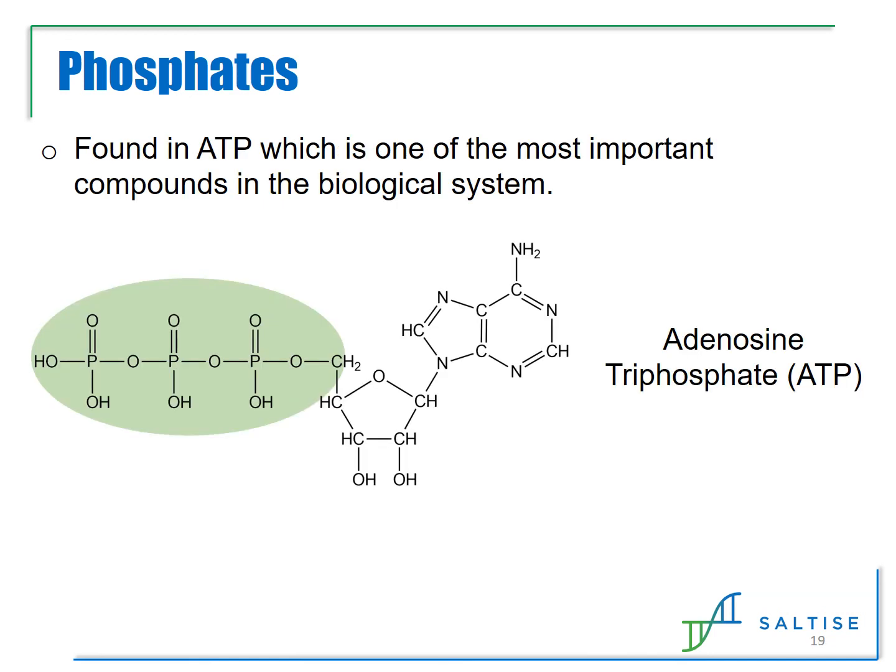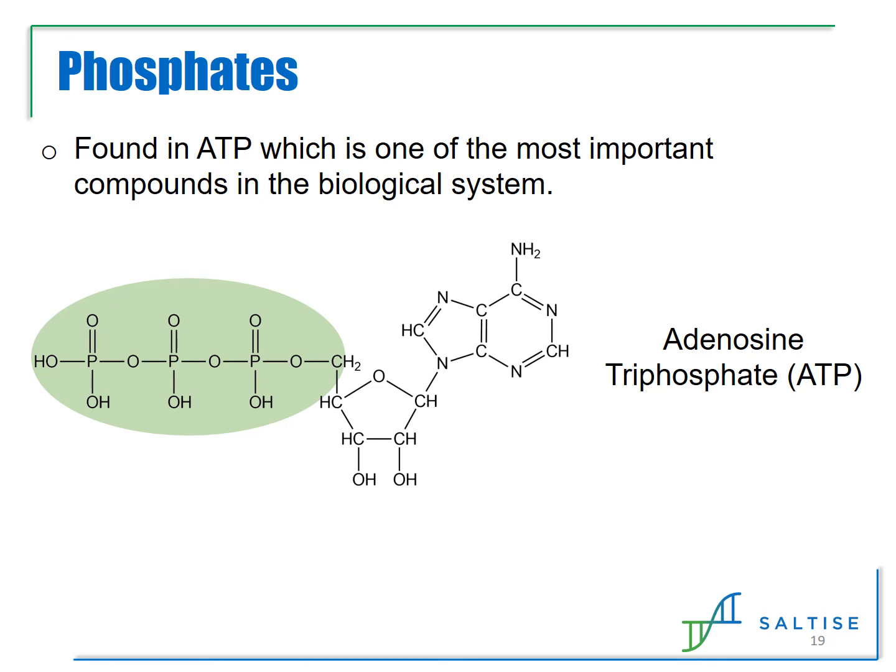Phosphates are commonly found in adenosine triphosphate, also known as ATP. It is one of the most important compounds in the biological system because it serves as one of the main energy sources in cells. They are considered high-energy compounds that are critical to power many vital functions in various processes.